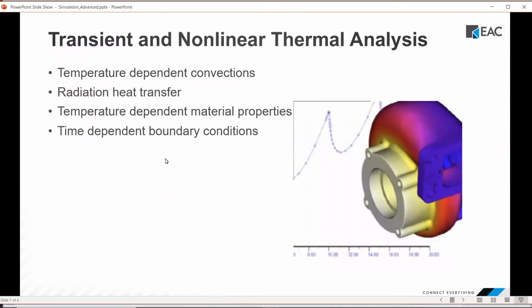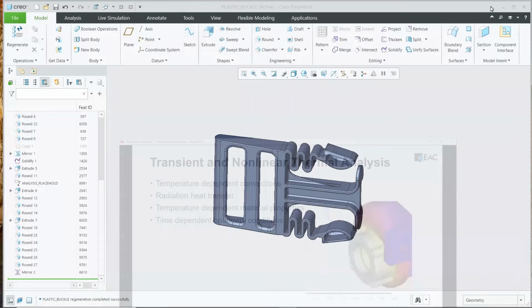And then finally, on the thermal end, I mentioned that it does nonlinear thermal analysis. So temperature dependent convections. It'll also do radiation, and temperature dependent material properties, so the material property might change depending on the surrounding temperature. And then time-dependent boundary conditions, as things change. We'll go through an interesting example of that. So with that, I'm going to minimize our PowerPoint here, and then let's look at Creo.